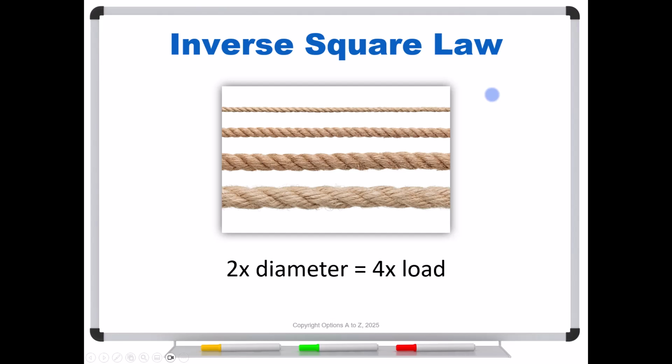If you've had physics, you might remember a thing called the inverse square law. And that says, in one instance, if you double the diameter of a rope, it will pick up 4 times the load, not 2 times. Doubling that diameter, that distance across, increases the load 4-fold. Okay, so now we're seeing again going up by the square.